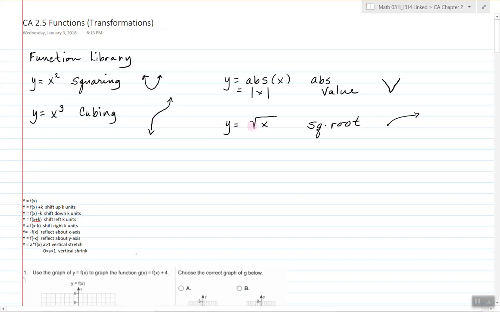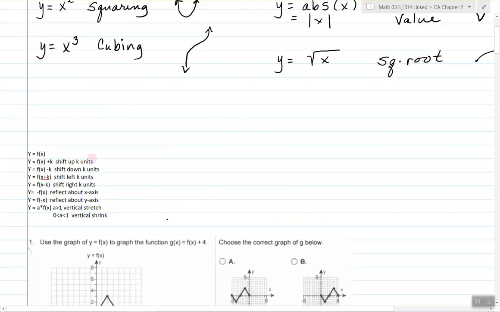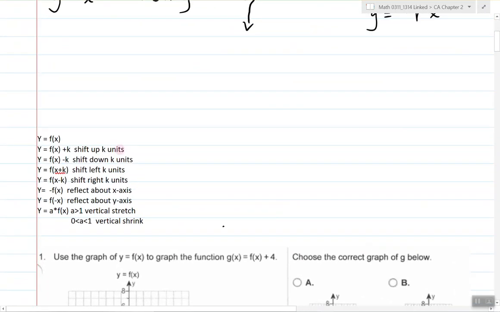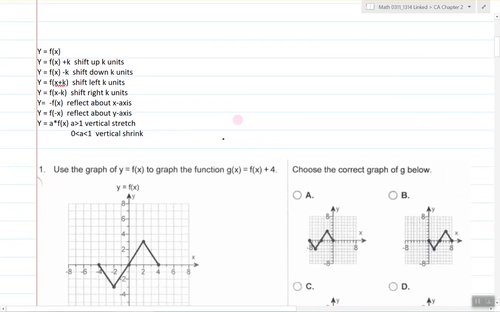Now, although I've given you a kind of short library here, what we're going to discuss, which is transformations, is true about any function. So the lesson actually starts with some that do not come from the library. Let's take a look at this little bit of information.